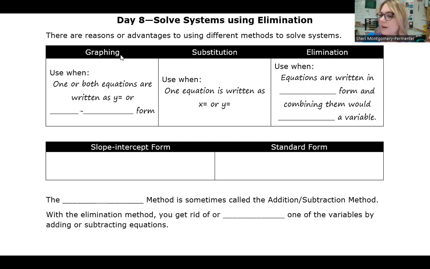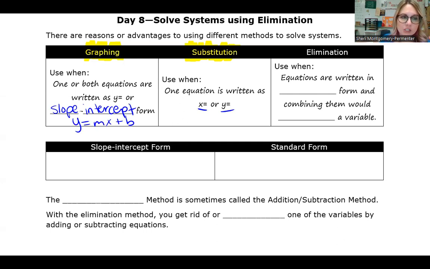So we will use graphing whenever we have our equations and they're in y equals form. So we'll use graphing when they're in y equals form, and we call that slope-intercept. That's what we did on our warm-up. It's in y equals mx plus b form, slope-intercept. We will use substitution. This is what we did last class. We use substitution when we are either x equals or y equals. So we have one equation that's either x equals or y equals.